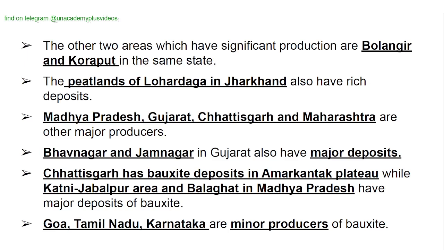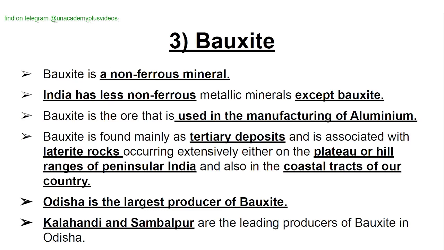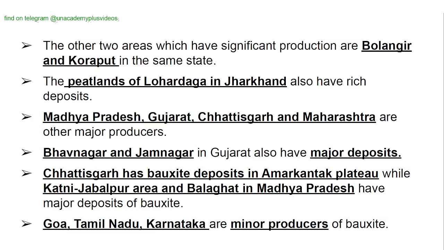So let's continue. Once again, the other two areas which have significant production of bauxite are Bolangir and Koraput in the same state. The peatlands of Lohardaga in Jharkhand also have rich deposits. Madhya Pradesh, Gujarat, Chhattisgarh, and Maharashtra are other major producers. Bhavnagar and Jamnagar in Gujarat also have major deposits of bauxite. Chhattisgarh has bauxite deposits in Amarkantak Plateau, while Katni, Jabalpur area and Balaghat in Madhya Pradesh have major deposits of bauxite. Goa, Tamil Nadu, Karnataka are minor producers of bauxite.